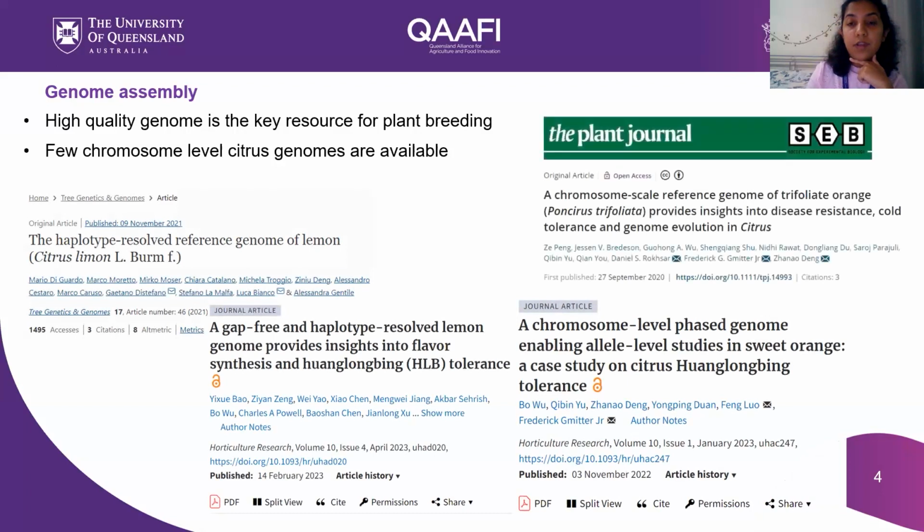And also we have another good genome for Poncirus trifoliata, which is a close relative of citrus, which was published in 2020. But so far, no reference genomes are available for Australian citrus. So the main objective of our project is to develop good, high quality genomes for Australian citrus.